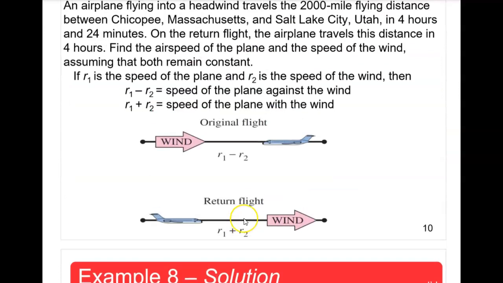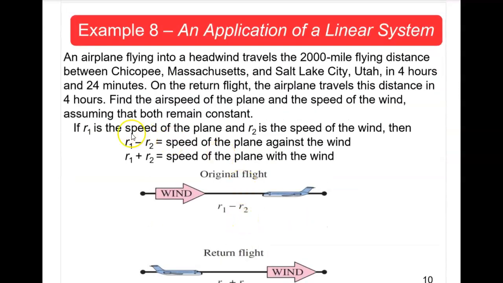So we have an airplane flying into a headwind that travels the 2,000-mile flying distance between Chicopee, Massachusetts, and Salt Lake City, Utah, in 4 hours and 24 minutes. On the return flight, the airplane travels this distance in 4 hours. Find the airspeed of the plane and the speed of the wind, assuming that both remain constant.